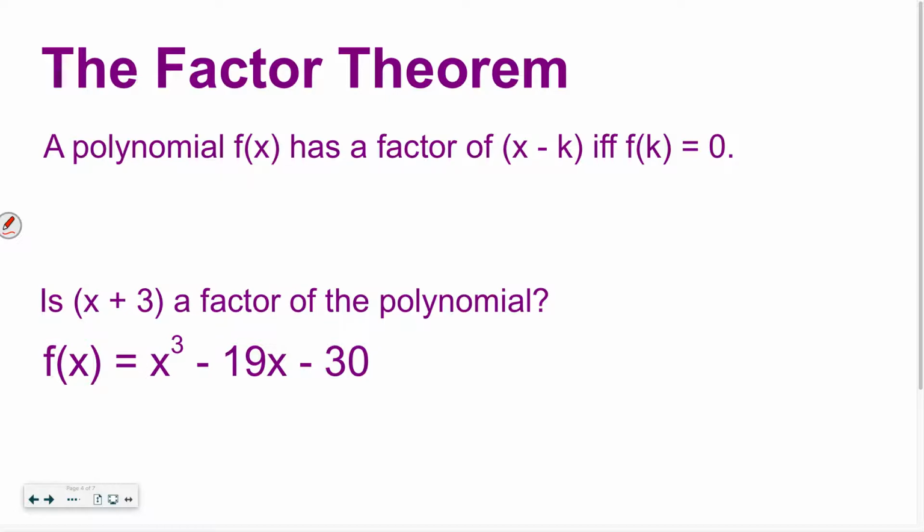Do you remember the IFFs, if and only ifs? Those are in geometry, you call them biconditional statements because you can say them either way, forwards or backwards. If your polynomial has a factor x minus k, then f of k is 0. Or if f of k is 0, then it's a factor.